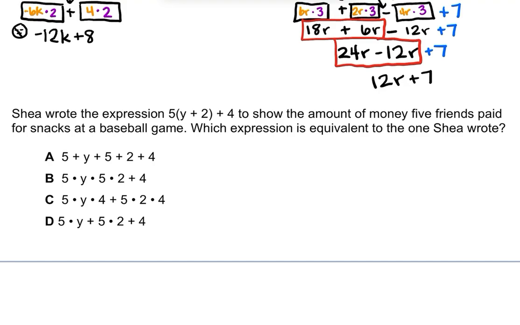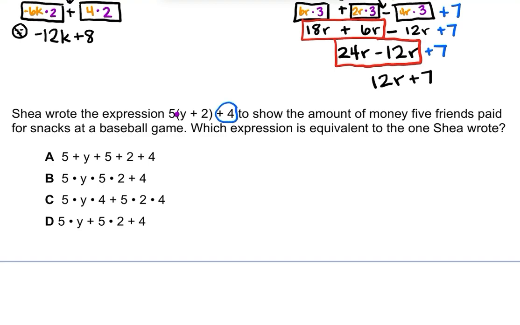All right, and then this is how we would actually see this on a STAR question. So Shay wrote the expression 5(y plus 2) plus 4 to show the amount of money 5 friends paid for snacks at a baseball game. Which expression is equivalent to the one Shay wrote? So hopefully we're looking at this and saying, oh, okay, this is a distributive problem. I have parentheses, I have a number on the outside, so I need to distribute. So this means to multiply right here, and we have that constant.